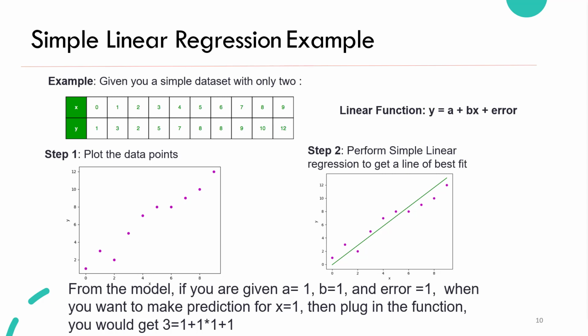Once you take the data and fit it in the model, you will get the values for A, B, and the error term. So let's assume you get the value for A is 1, B is 1, and the error term is 1. Then you want to make a prediction for x equal to 1. You plug into the linear function, and you will get that the result is going to be 3. So 3 is your y value, which comes from 1 plus 1 times 1 plus 1.